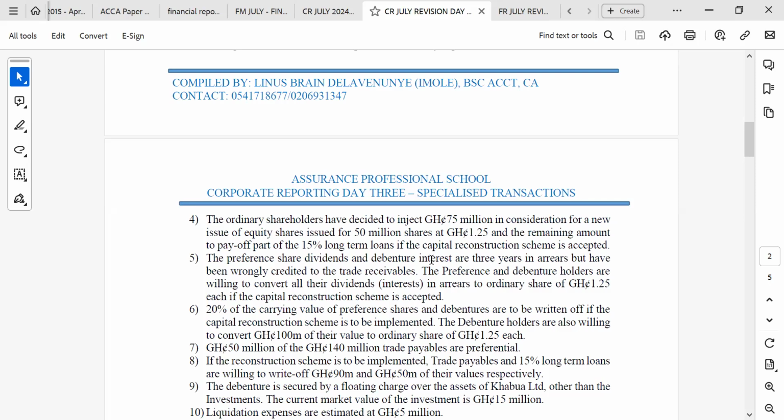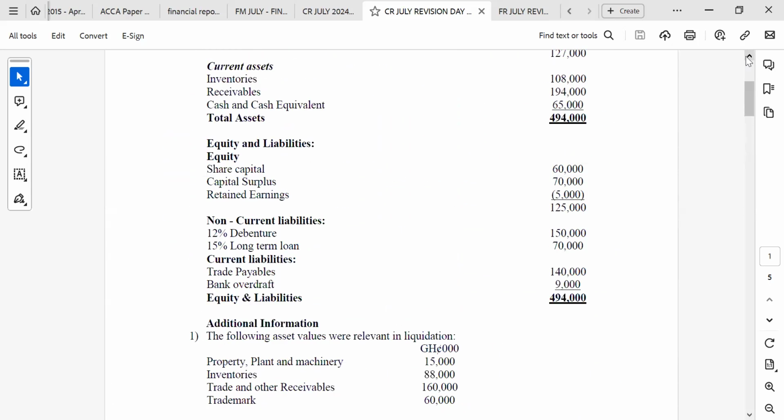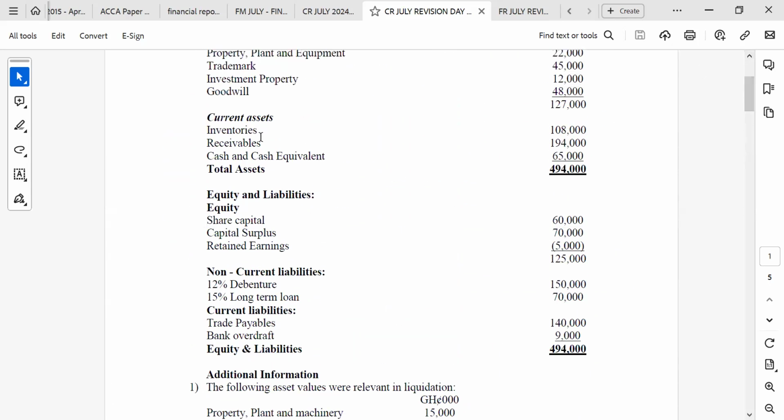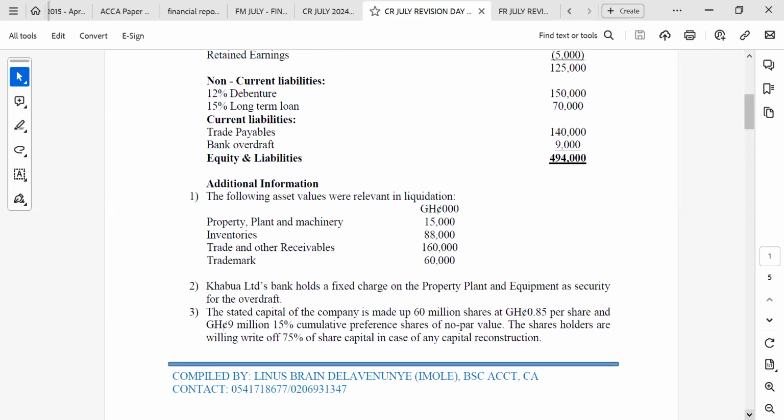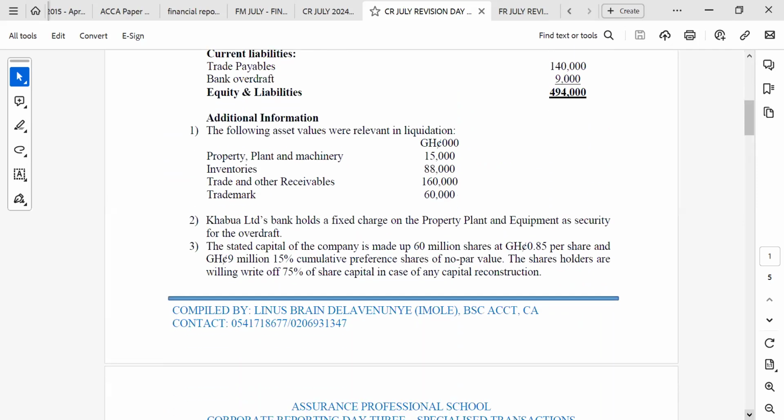The preference and debenture holders are willing to convert all their dividend and interest in arrears to ordinary shares of 1.25 each if the capital reconstruction scheme is accepted. So it means that the receivables figure that we have over here is net of the interest for the debentures and also the preference share dividend. So can we calculate the interest that is in arrears and also the preference dividends?